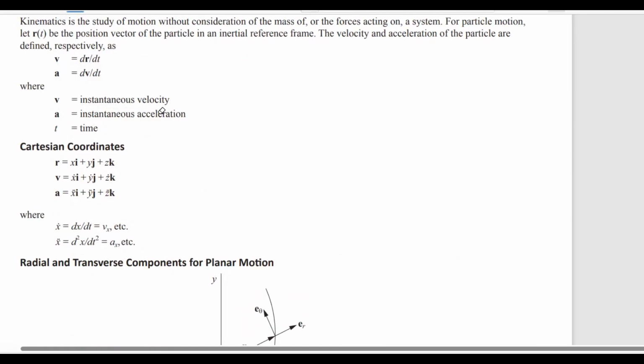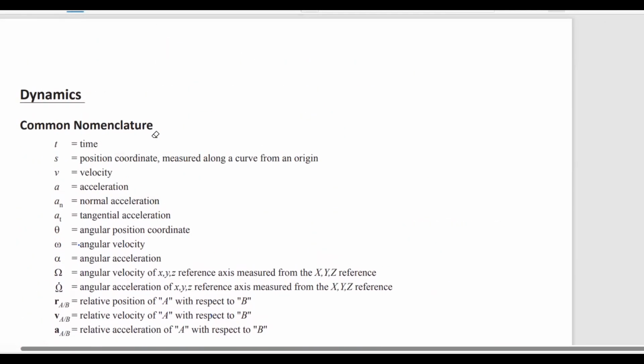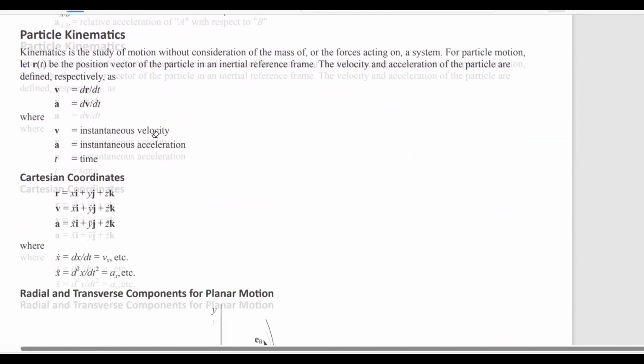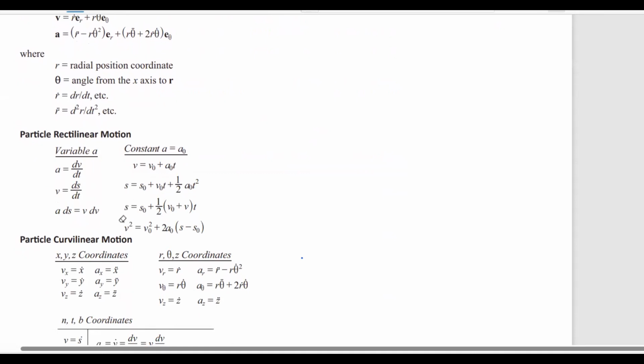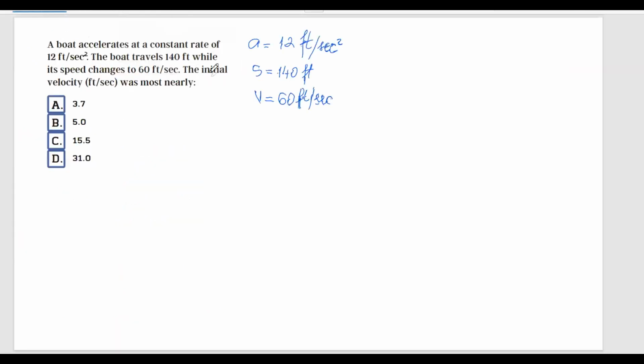But what I'm trying to do here is to help you out if you're on the exam and you have a problem like this and maybe you don't know how to solve it. Just go to the dynamic section and scroll down little by little and you're going to be able to find the formula that involves the final velocity, the initial velocity, the acceleration, and then the distance. Let's go ahead and write this formula down.